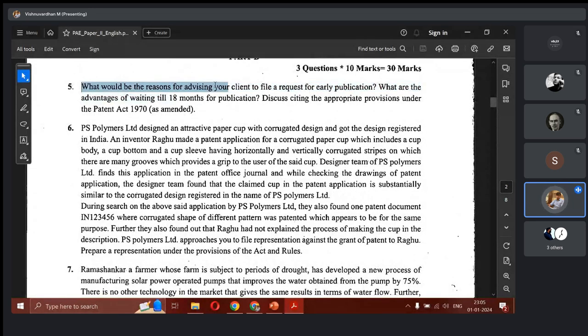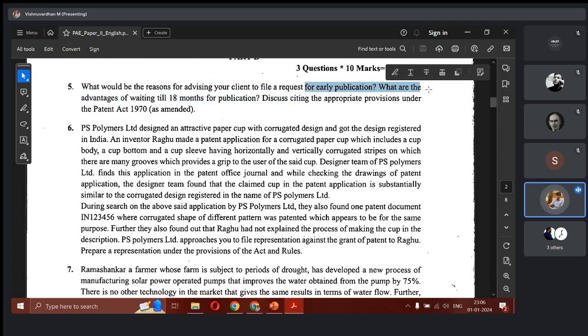What would be the reasons for advising your client to file a request for early publication? Okay, so what is early publication? Form number 9. So what is the reason you'll advise your client to file early publication? Basically, when they want to bring the invention into the market fast. For that, they'll need to get the grant fast. For you to get the grant fast, you'll need to get an expedited examination done fast. And for that, it has to be published first. So only for that, you'll need to get early publication done.